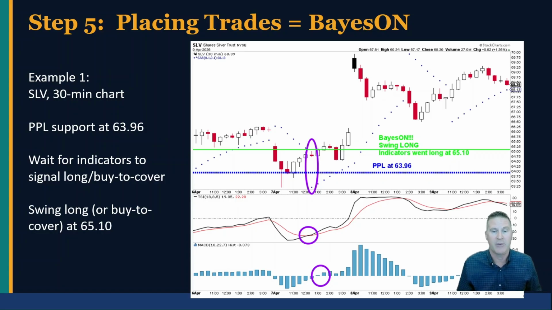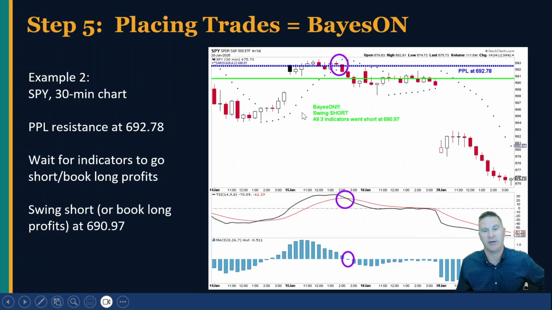Now here we are in a high probability support region, our PPL, and we get a flip in parabolic SAR from a short status, where the dots are above, to a long status, where the dots are below. So we would take a third of our position, or one tranche. We'll notice we're going to get a flip up here in TSI as well, when the black line gets above the red line. We're going to get into another tranche. That's two tranches. And then when your MACD histogram flips up, you're going to get into that third position, or your third tranche. And off you go.